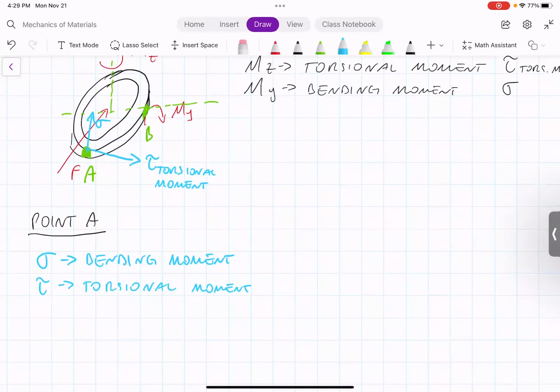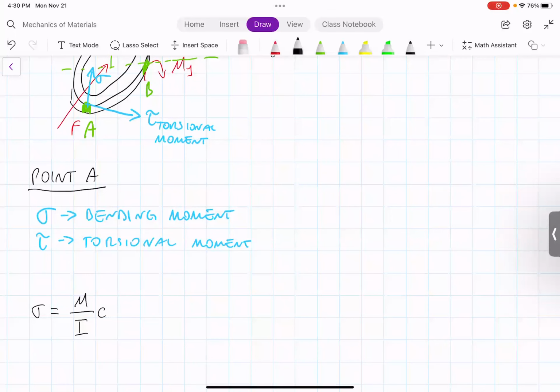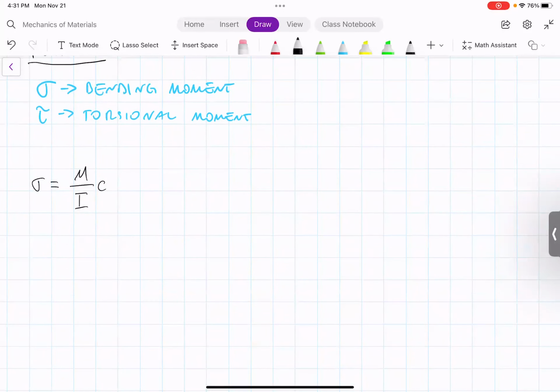All right, we can look at the intensities of these stresses due to the bending moment and the torsional moment. For the stress due to the bending moment, we have to look at the flexure formula. The flexure formula is sigma equal to m over I multiplied by C. As we said, the normal stress is calculated through the flexure formula, m over I times C. So let's look at all the terms in this equation.